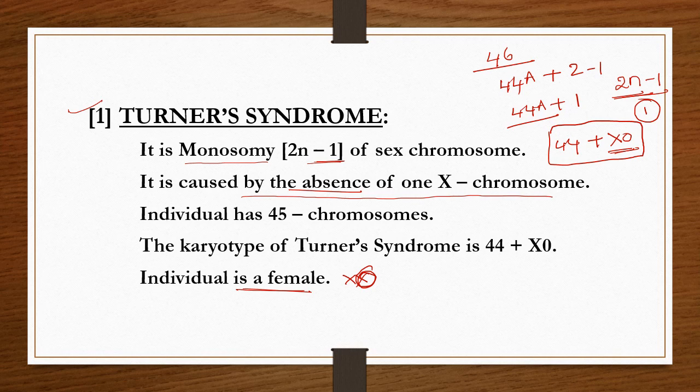Generally Turner syndrome occurs in females. The Turner syndrome individuals are females. So in females, one X chromosome is absent. Generally females are XX. In that, if one X chromosome is absent, then it is represented as X0. One is absent, X0, but autosomes have no change. That's why 44 plus XO. 44 autosomes are common, but out of two sex chromosomes, only one will be present. That's why the number of chromosomes in Turner syndrome is 45.